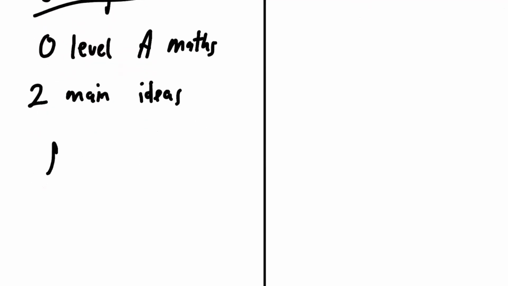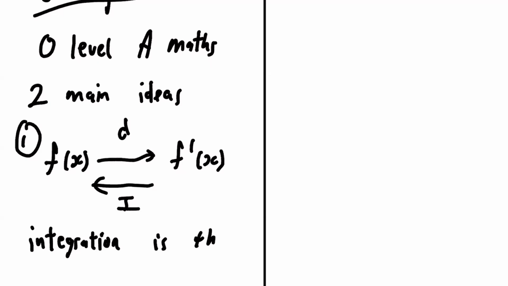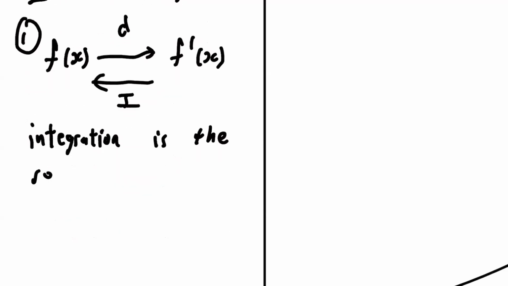When you start with a function, you differentiate it, you get f prime x. You can work backwards by integrating. So in other words, the first idea is integration is the reverse of differentiation. You know this, right? That's how the reverse chain rule works. Reverse of differentiation. That's a very miraculous conclusion.